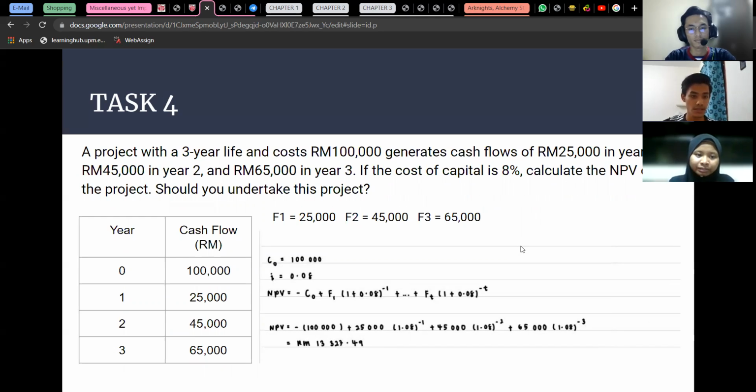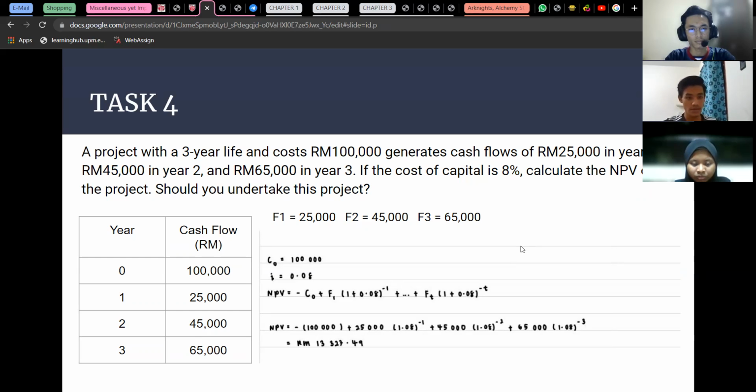So the question is a project with a 3-year life and cost 100,000 ringgit generates cash flow of 25,000 in year 1, 45,000 in year 2, and 65,000 in year 3. If the cost of capital is 8%, calculate the NPV of the project. Should you undertake this project?